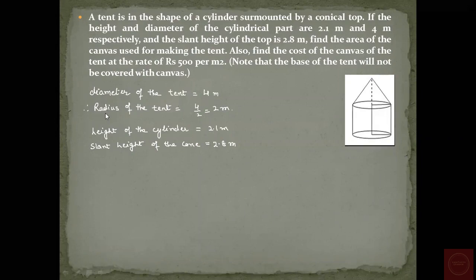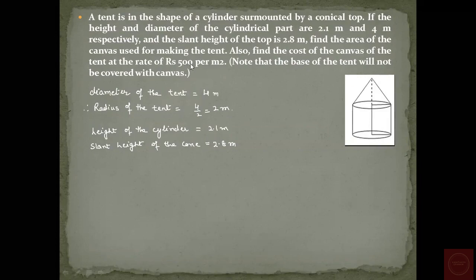Now as you can see, the diameter of the tent is 4 meter. So therefore radius of the tent becomes 2 meter. Given is height of the cylindrical part is 2.1 meter and slant height of the cone, that is the top, is 2.8 meter.